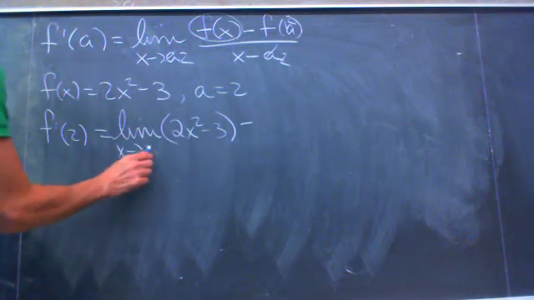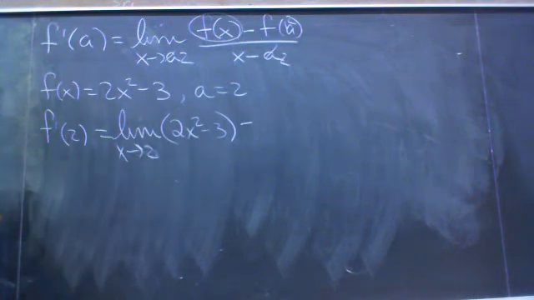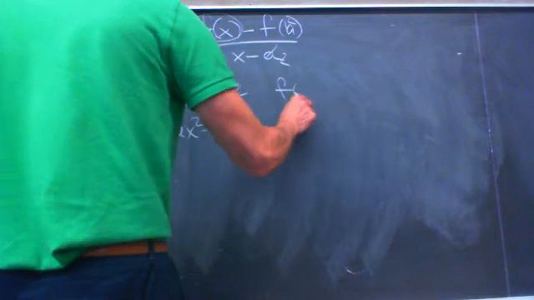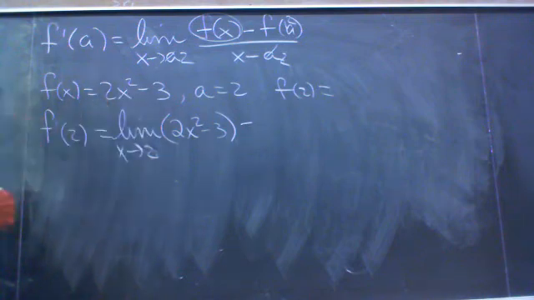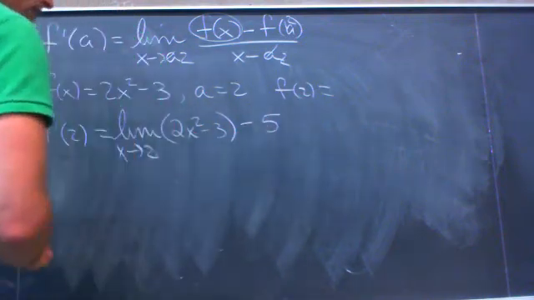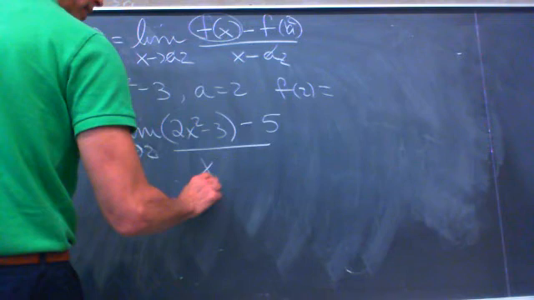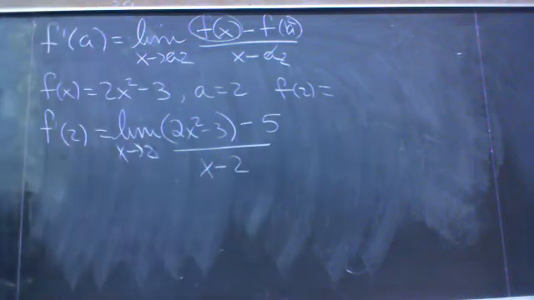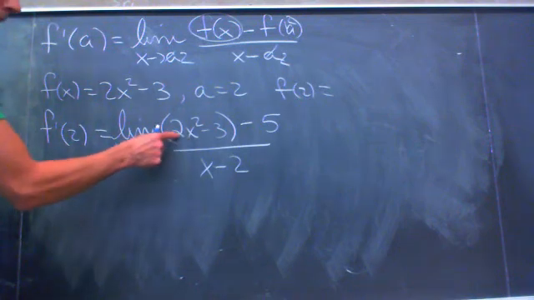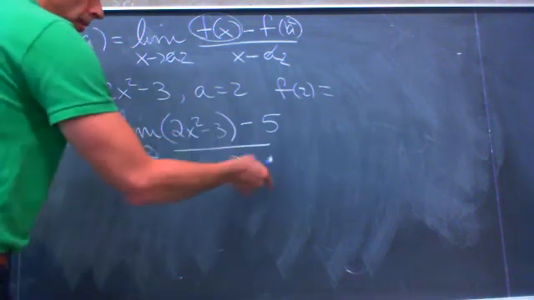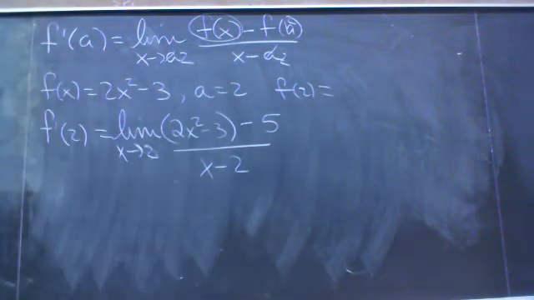So, I can take that out now. A is 2. So, f at 2 would be 2 squared is 4 times 2 is 8. 8 minus 3 is 5, all over x minus 2. And this should lead to another indeterminate form. If I put in 2, square is 4 times 2 is 8. 8 minus 3 is 5. 5 minus 5 is 0. Over 0 means more work.